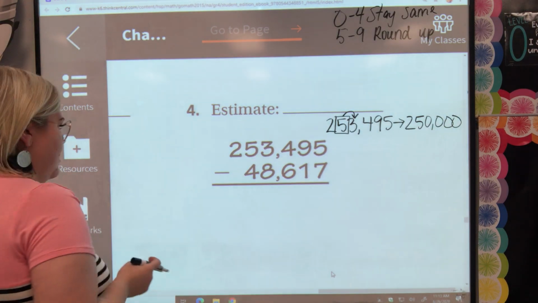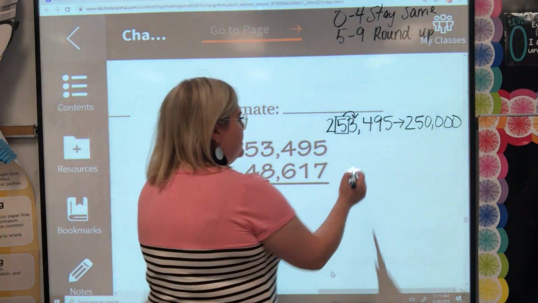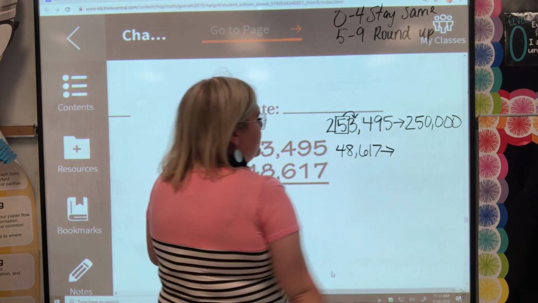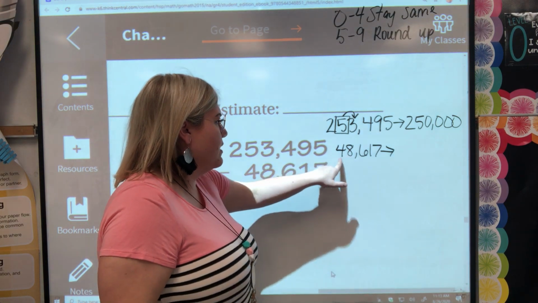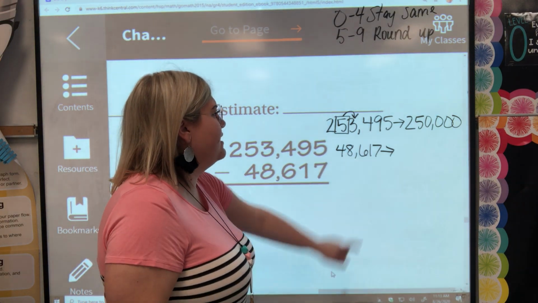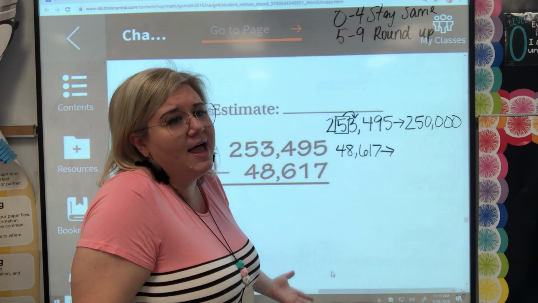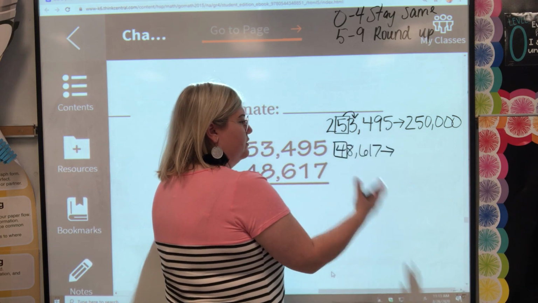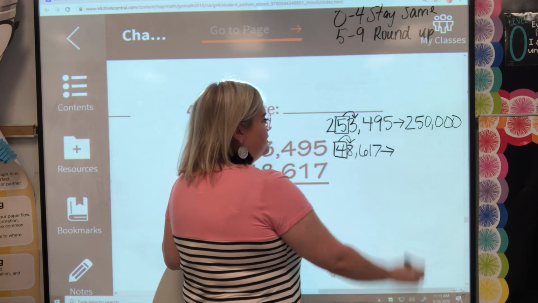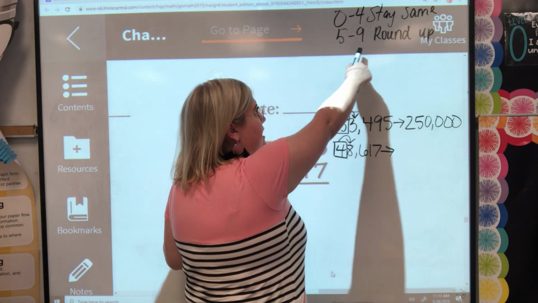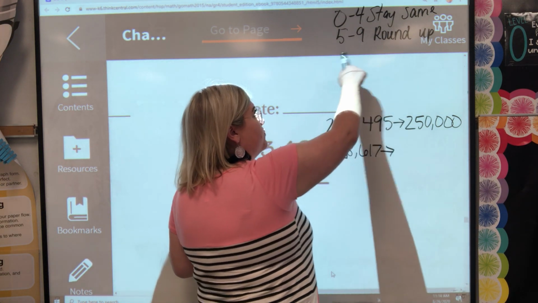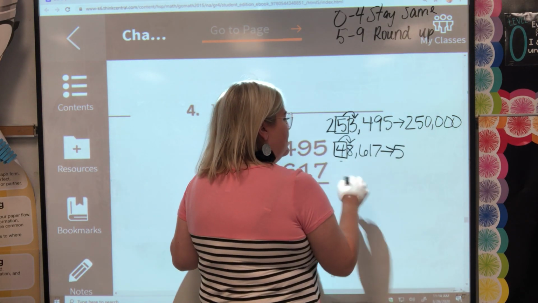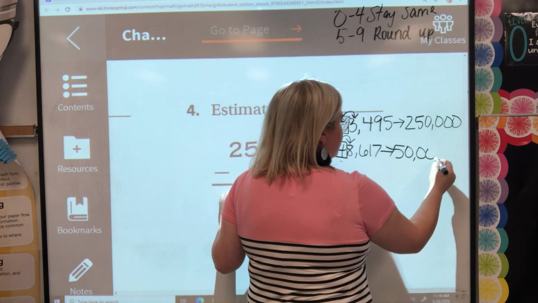Now we need to estimate 48,617. Now we can choose to estimate here or here. Since I estimated in the 10,000s up here, I'm going to go ahead and estimate in the 10,000s down here, which is the 4, which happens to be the number all the way over to the left. And I put my arrow to my 8. 0 to 4 stay the same, 5 through 9 round up. That 8 goes with round up. What rounds up? That 4. So that 4 becomes a 5, and every other number behind it is a 0.